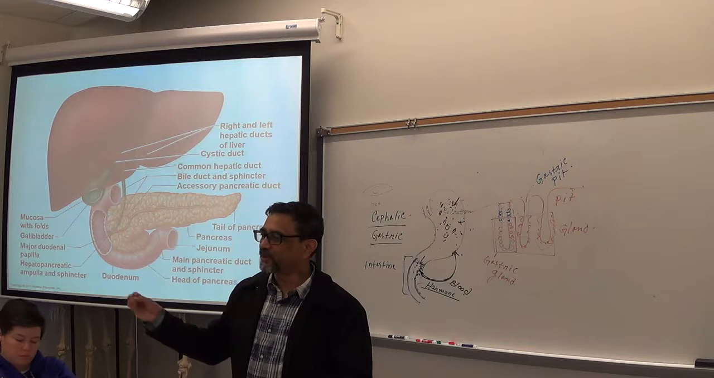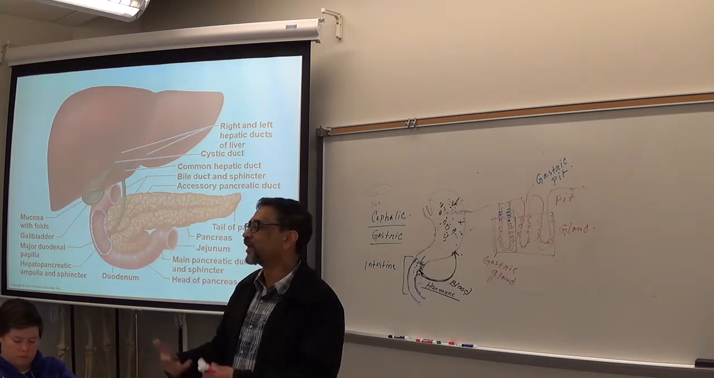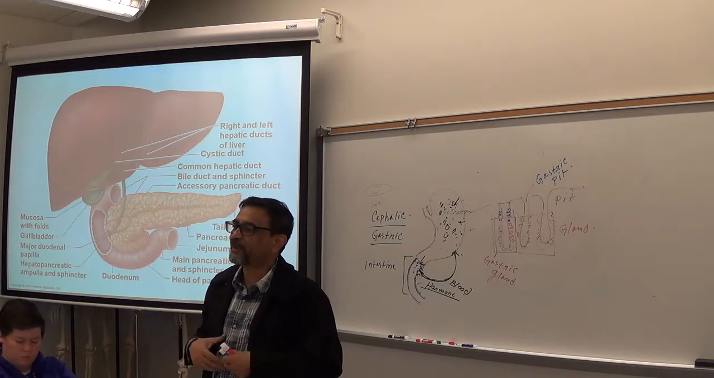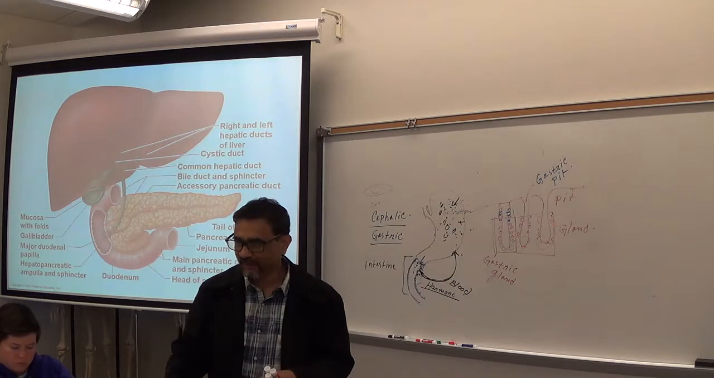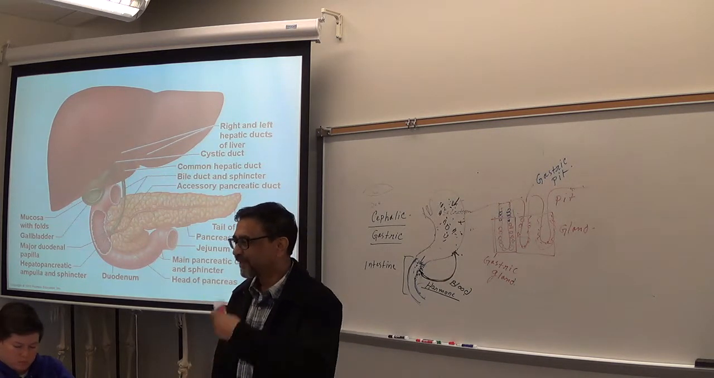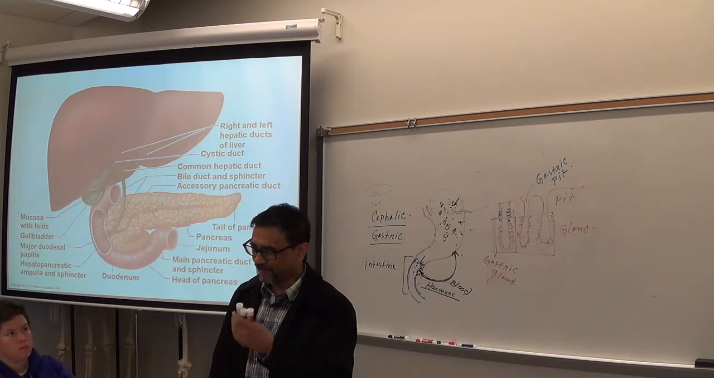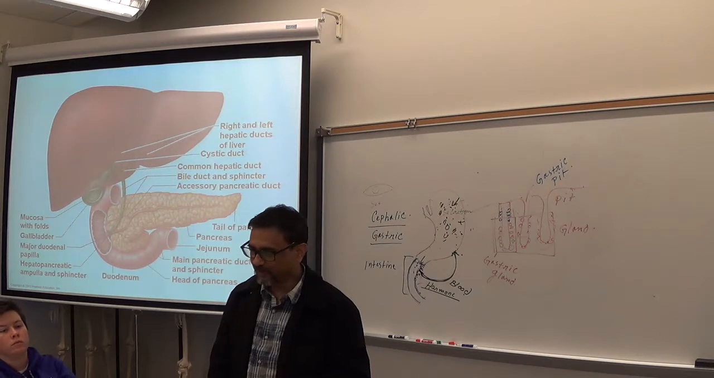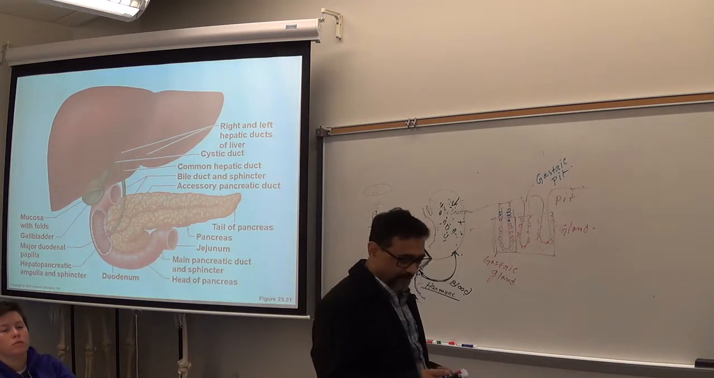So all those should enter into the duodenum, right? That helps in further digestion. We know that digestion occurs in the stomach, right? But digestion continues in the small intestine. So in the very first part of the small intestine, those enzymes and bile are entering into the duodenum to digest further. Is it clear? Okay.